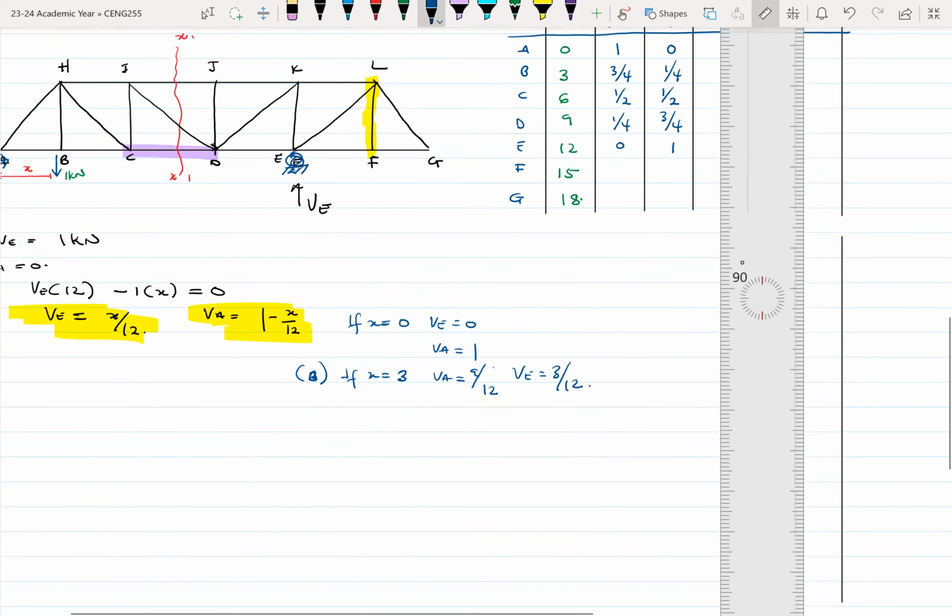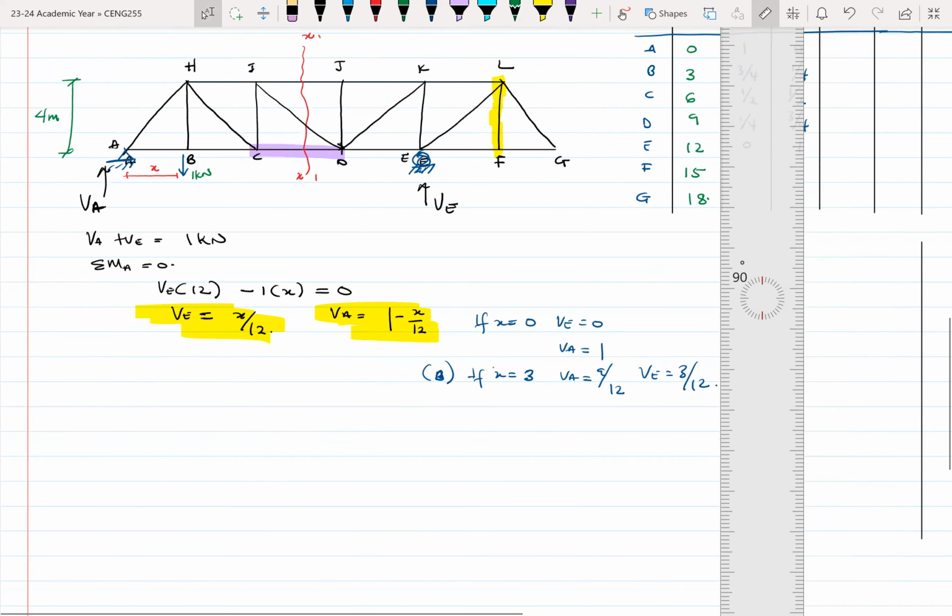Now let's see at F, which is when X is equal to 15 meters. So now the load has moved to F. If the load is at F, what happens? Just put it in there. What will you get? It means that our VE will be equal to X, so it becomes 15 over 12. And 15 over 12 is the same as what?